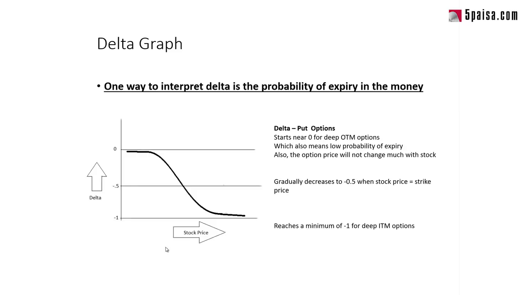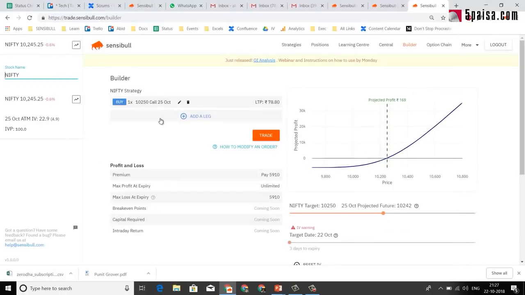So now let us just look at this delta change graph in Builder. I have this Nifty 10,250.